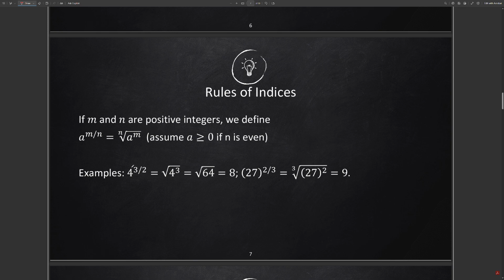If this was another number, like 4 to the power of, I don't know, 7 upon 3 or something like that, then this will be 4 to the power of numerator inside, denominator outside. It will look like this, right? So this is 4 cubed, which is the square root of 64, which is 8. Right? So similarly for 27, numerator inside, so 2 inside, denominator outside, so 3. So this is the third root of 27 squared, right? Which you could all put in a calculator if you want, and you'll just get 9.